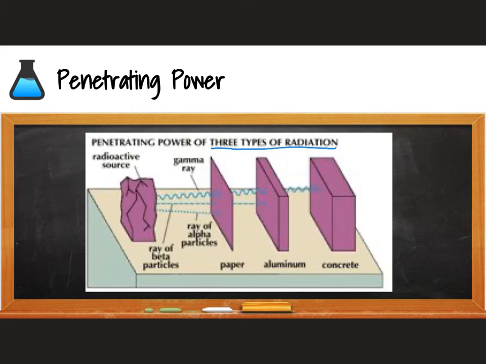The 3 types are going to be alpha, beta, and gamma. Now I'm switching up the colors here because we're going to talk about their relative strengths. So the strongest one is going to be the gamma ray. Gamma can get through, or actually can be stopped by, I should say, concrete. So it can get through paper, it can get through aluminum, but it can only be stopped by concrete.